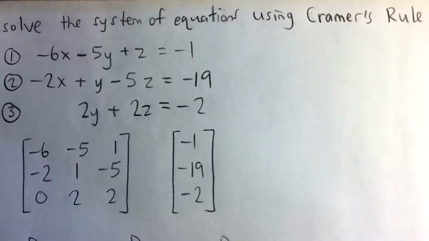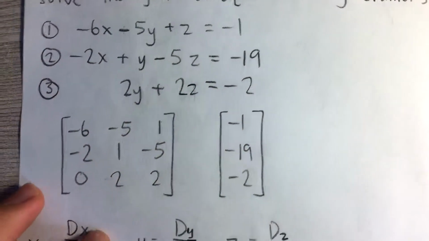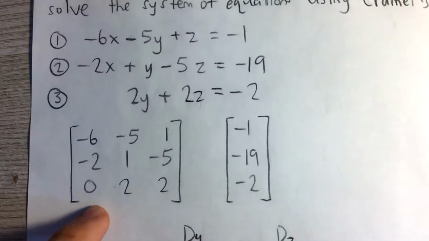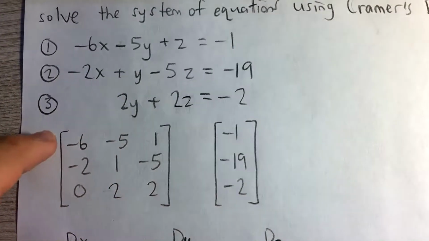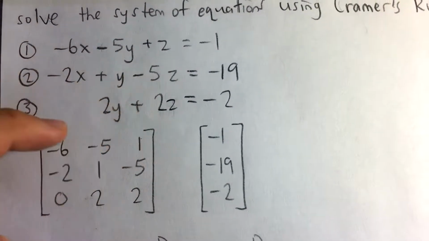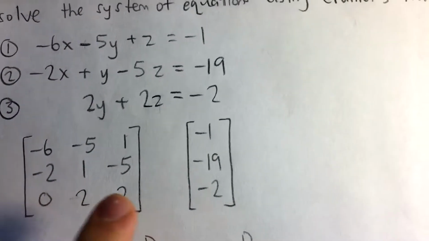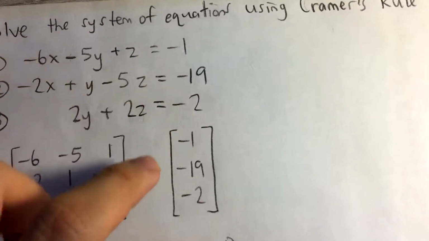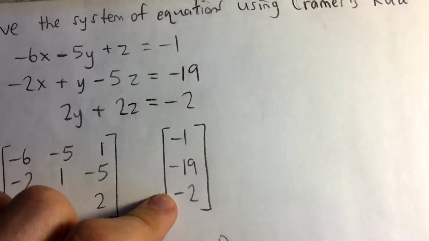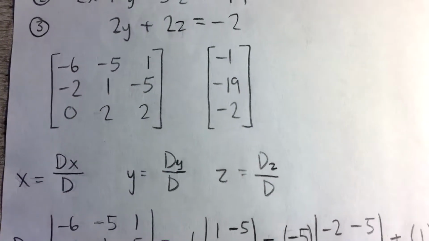So to solve this using Cramer's rule, first off, we're going to write all the coefficients of our variables into a matrix, into a 3 by 3, because we have three equations. So you can see I have negative 6, negative 5, 1, negative 2, 1, negative 5, and our x term is 0 here, so 0, 2, 2. And here we also have to have a matrix of all of our constants on the other side of the equation, negative 1, negative 19, negative 2.